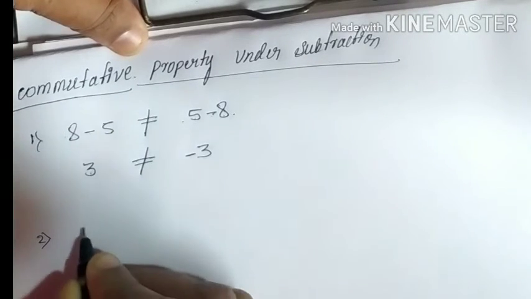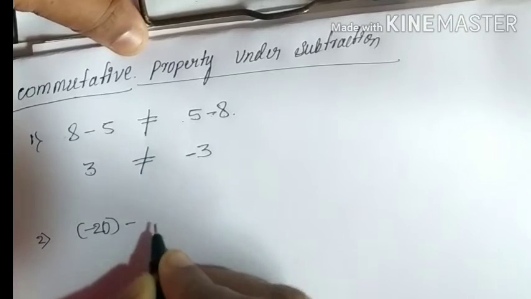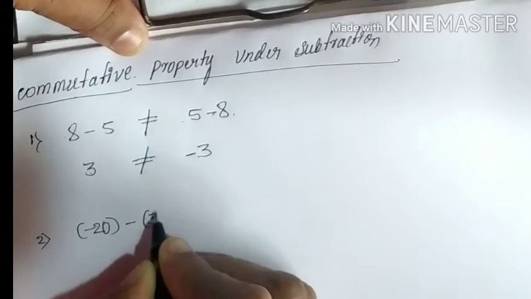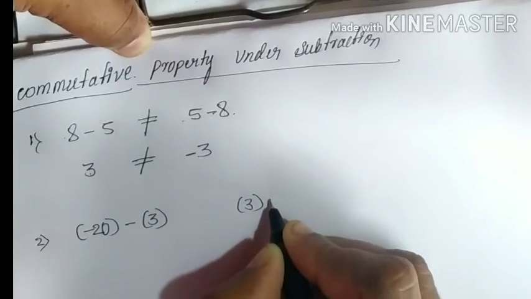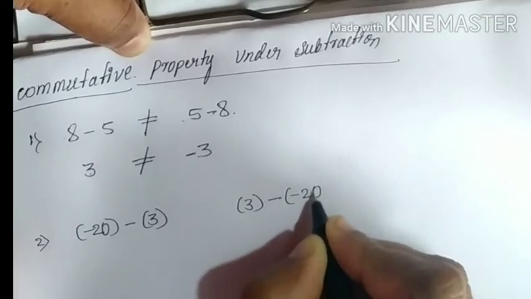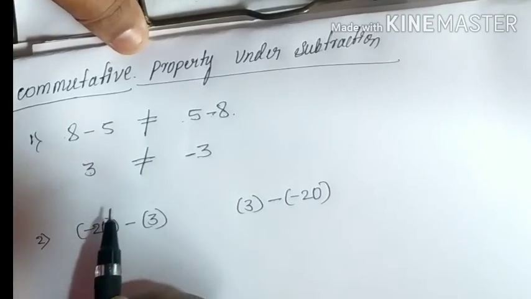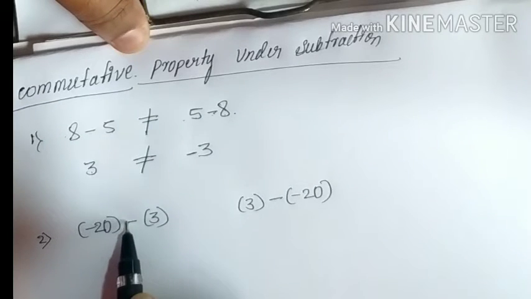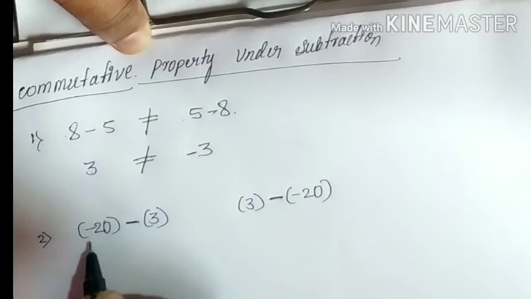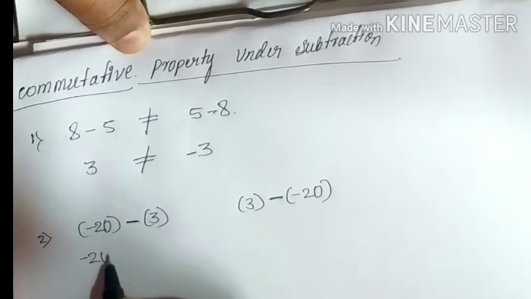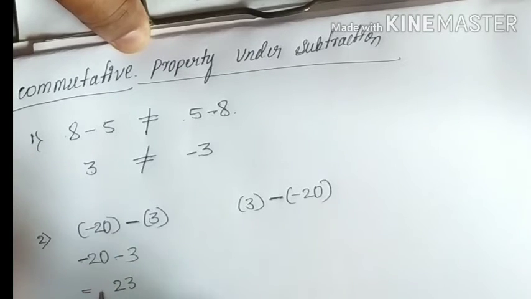I will take another example: minus 20 minus 3, then 3 minus minus 20. Here we have to prove for subtraction, so I will write the subtraction sign here. Minus 20 as it is. Minus plus is minus 3. Minus and minus, you have to add these two numbers. 23 is coming, and the greatest number has the negative sign.